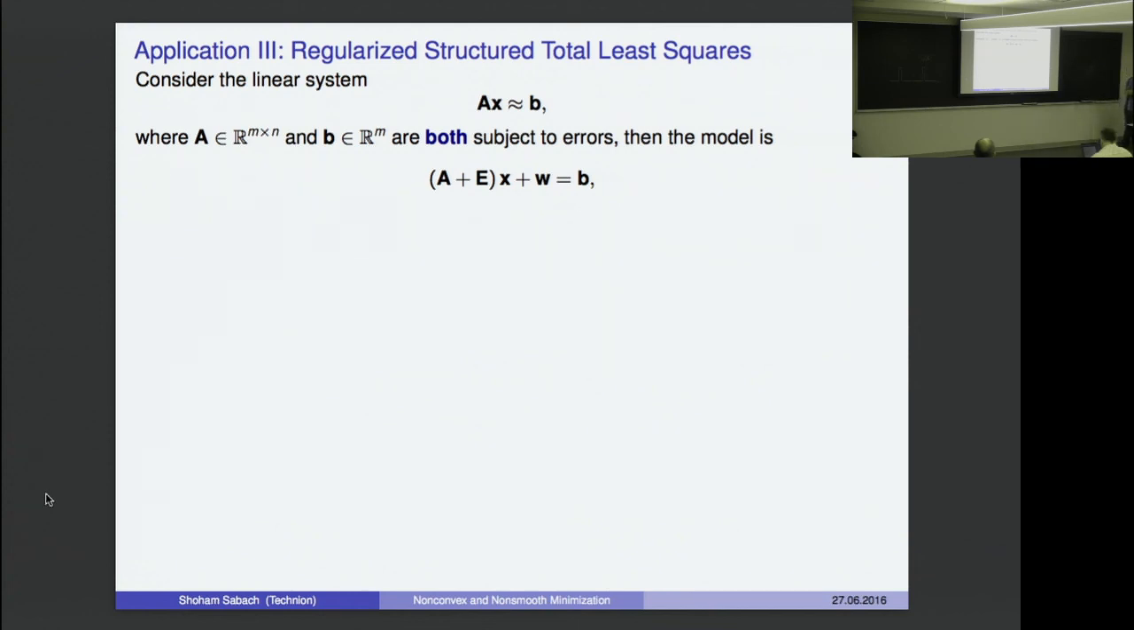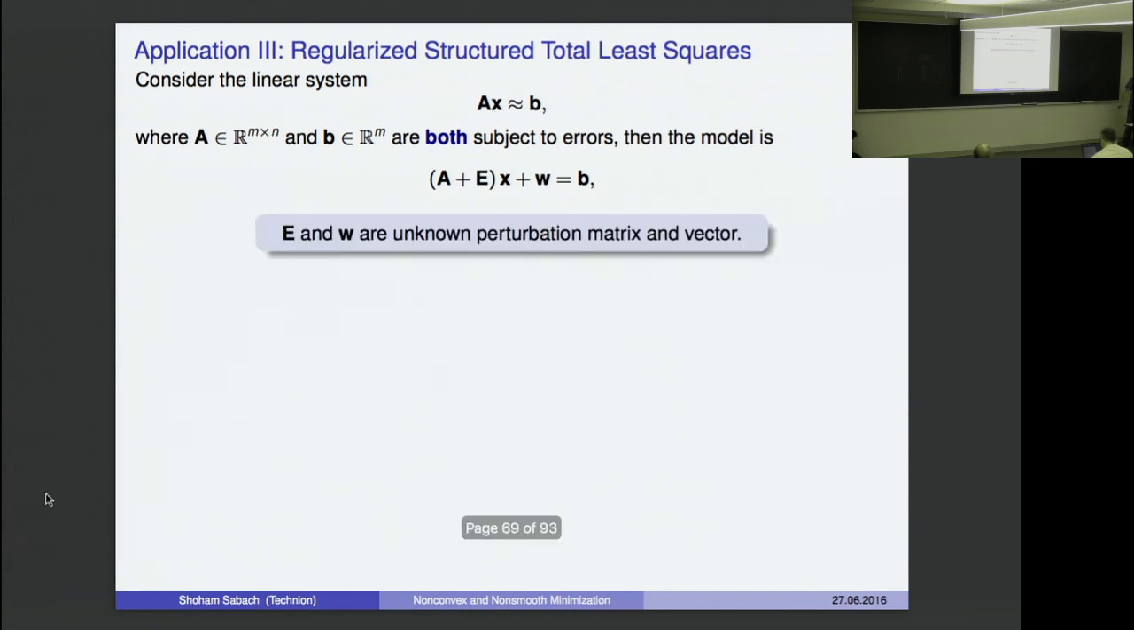We know that a wide variety of applications lead to the study of approximate linear systems of the form Ax ≈ b. But in many scenarios, both the model matrix A and the right-hand side vector b are subject to some noise. In this case, the equation should be written like that: we add a noise matrix E to the left-hand side, and we add a noise vector w to take the noise in the vector b. Of course, both matrix E and vector w are unknown in advance.